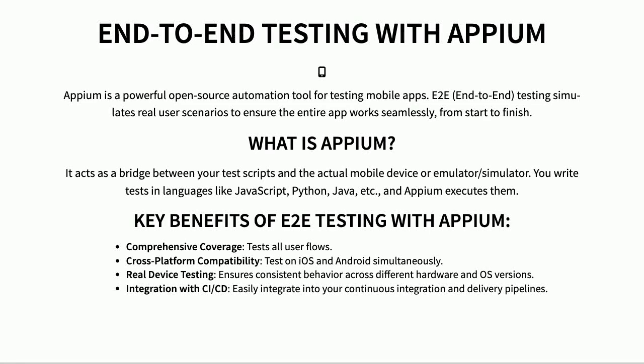Let's talk about end-to-end testing for mobile apps, specifically using Appium. Appium is a really cool tool that lets you simulate how users actually interact with your app, clicking buttons, typing in fields, navigating screens, and so on. It essentially acts as the middleman between your test code and the device itself, whether it's an actual smartphone or a simulator. It's super useful because it gives you confidence that everything is working smoothly from start to finish across both iOS and Android platforms.